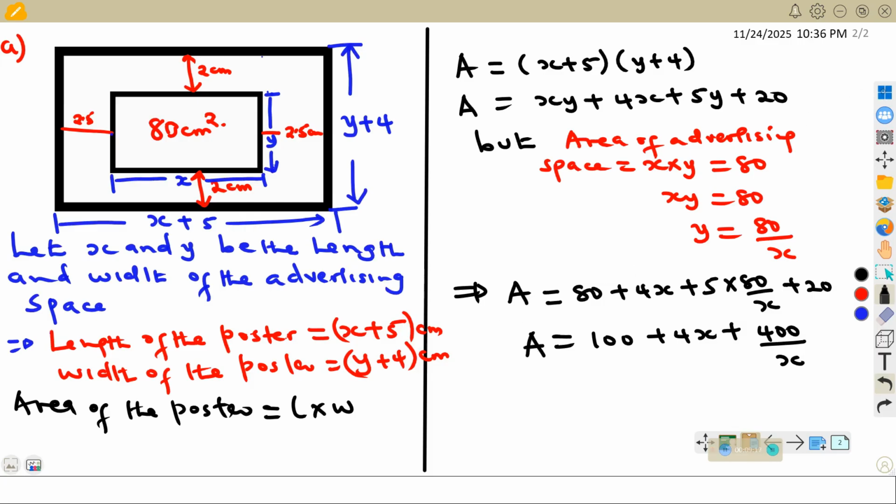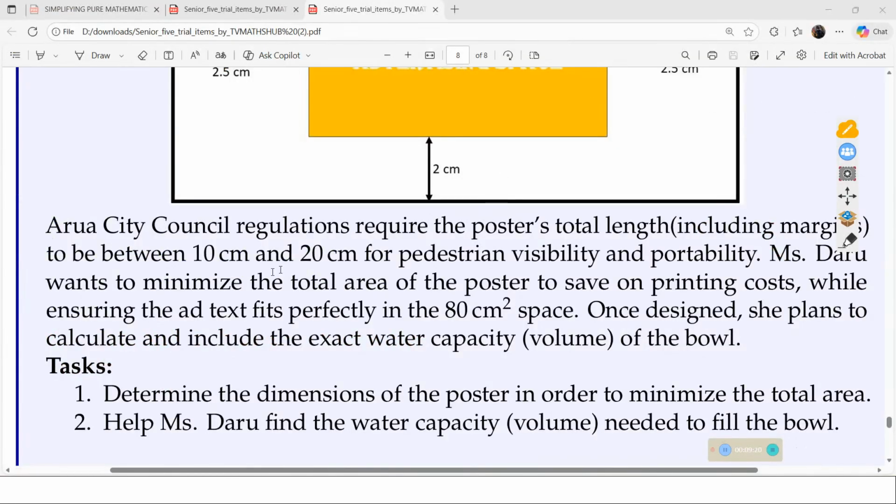But again, we are told that Arua City Council regulations require the poster's total length to be between 10 centimeters and 20 centimeters. So it means the total length should lie within this given region, between 10 and 20. So for that case, we need to also talk about that given constraint.